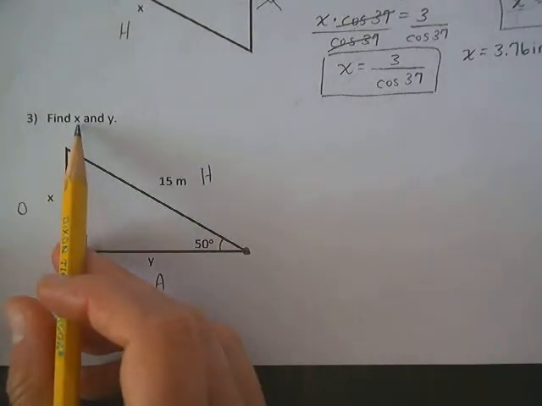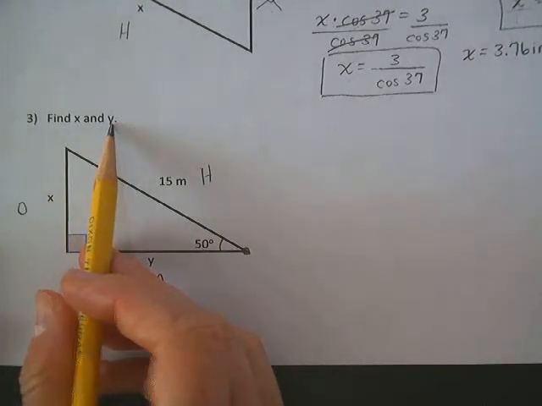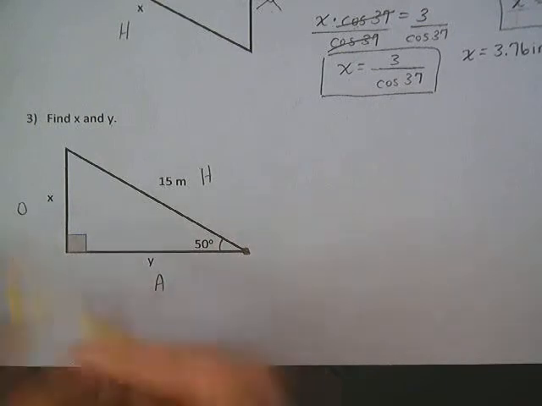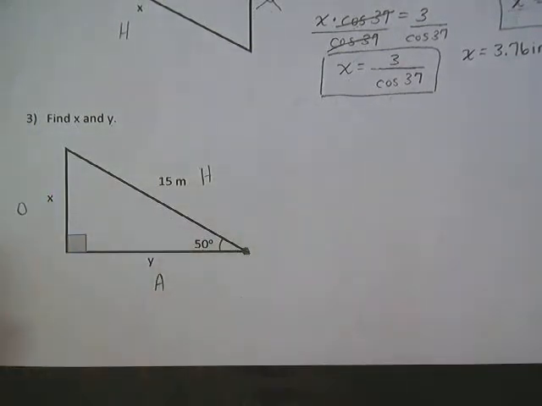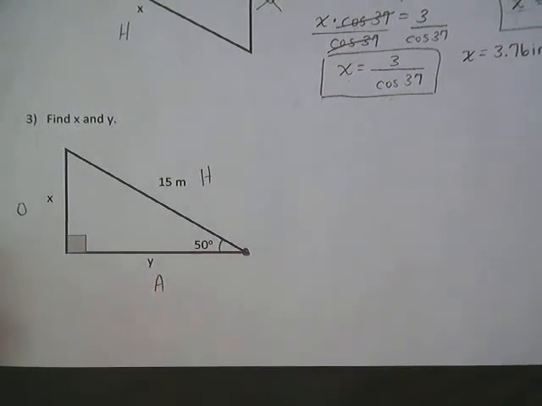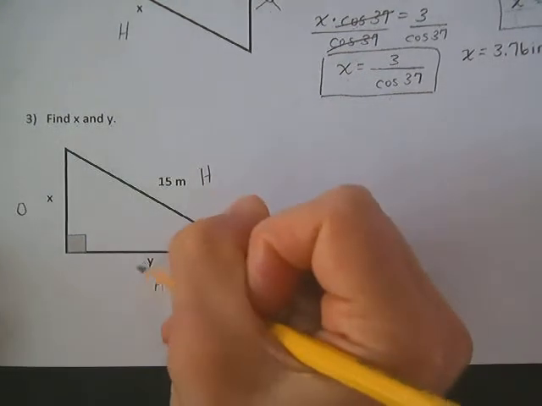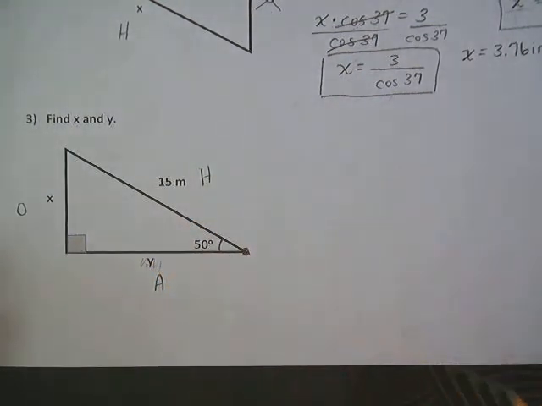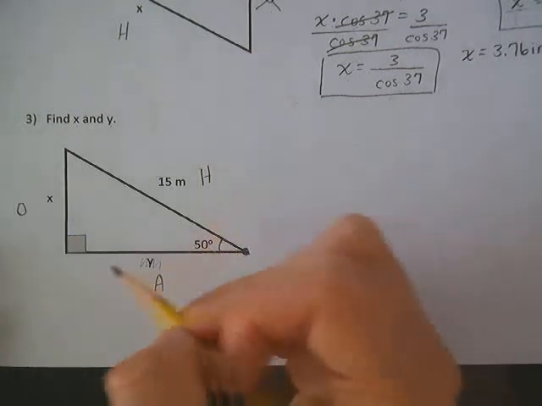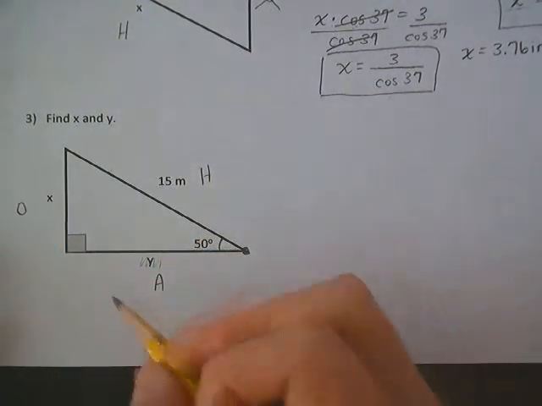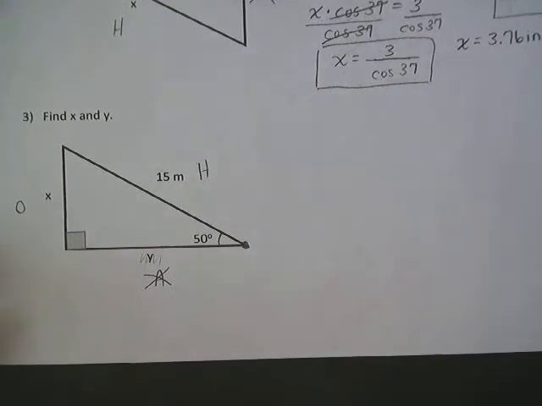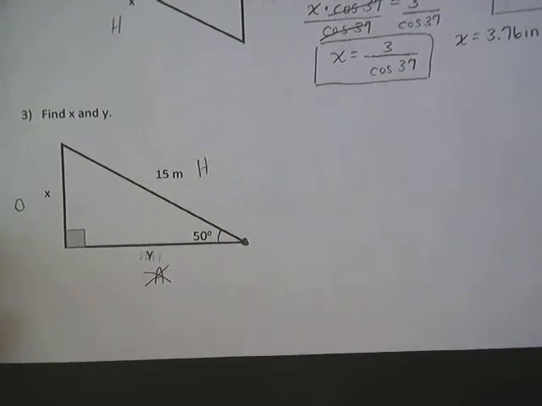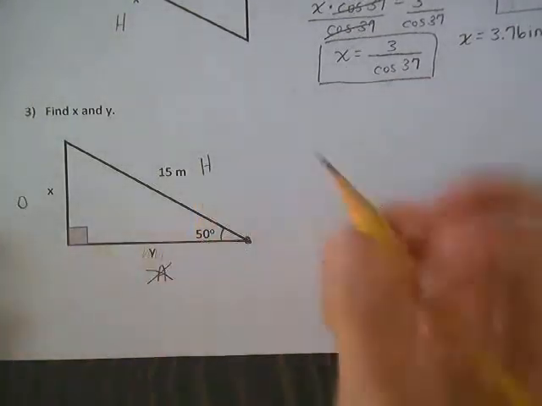So since we have to find both x and y, I'm going to start by just finding one of my letters first, or one of my sides. So I'm going to start with finding x. So I'm going to kind of ignore y right now, all right? So I'm going to kind of act like it doesn't exist just for a second, and then I'm going to do it with the x. So that means in this problem that I don't need my adjacent because I'm not trying to find it and I don't know anything about it, all right? So then I'm left with opposite and hypotenuse.